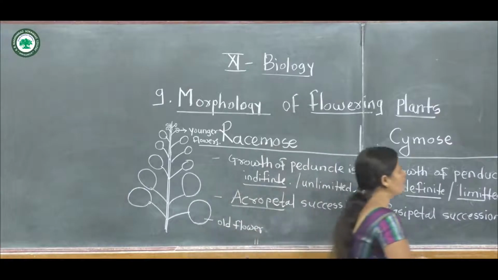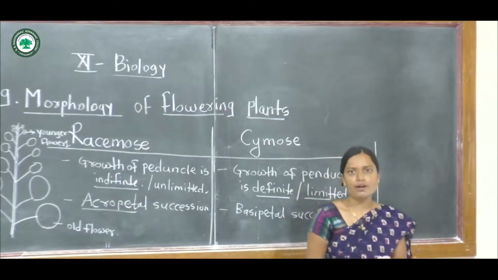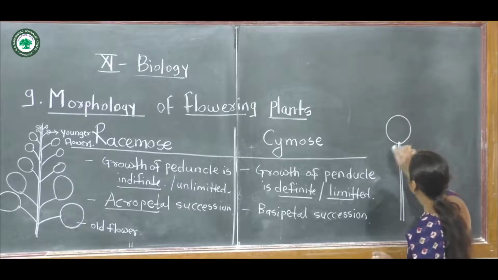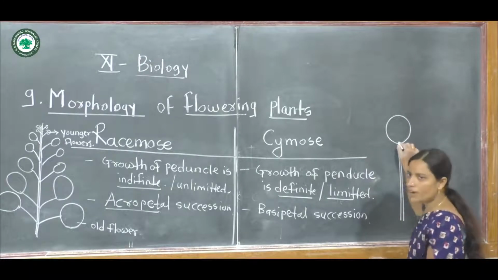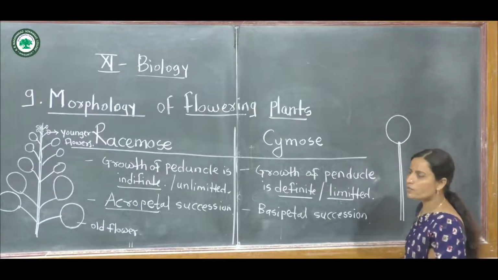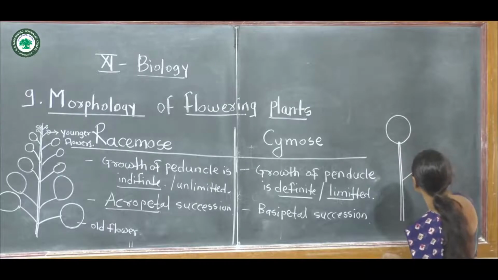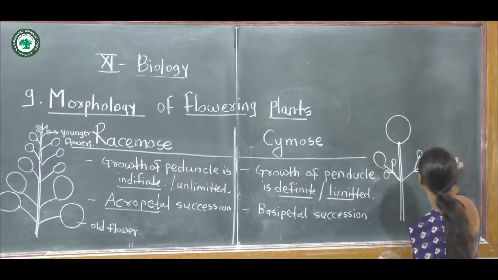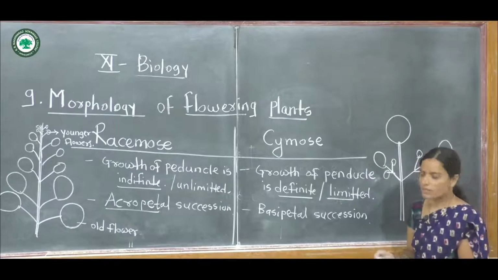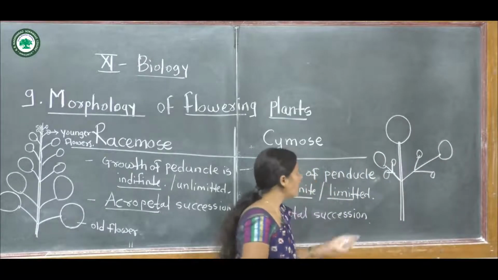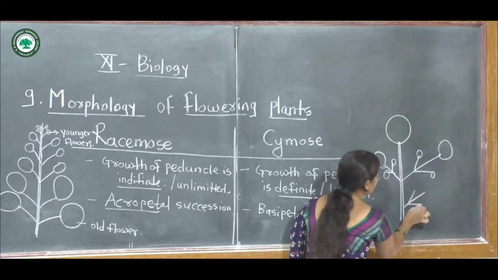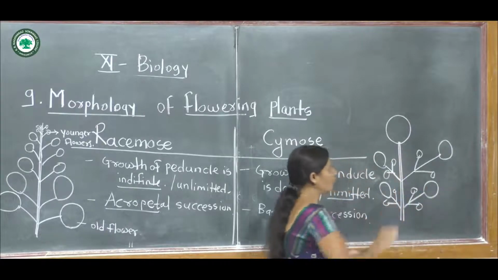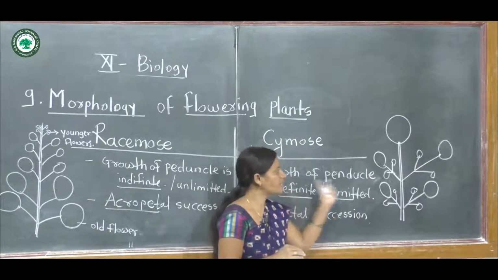The arrangement of flowers: this is the peduncle, and the terminal flower is older, means the terminal flower or the apex flower is the oldest flower, and the younger flower is present at the base. This type of arrangement of flowers, with the oldest flower at the apex, is a contrast to the racemose inflorescence.